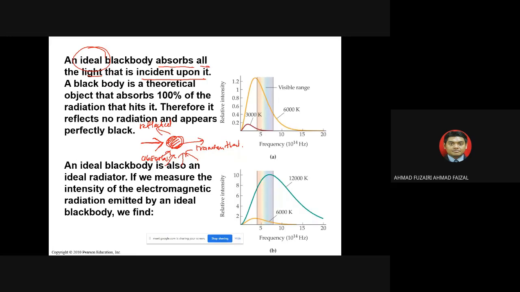So there are three possibilities when light encounters an object. Maybe it can be reflected, maybe it can be transmitted, and lastly it can be absorbed. So for the ideal black body, all incident light has been absorbed into the matter. So that is the ideal black body. And a black body is a theoretical object. It's not just a thing with the black color, but it means that the black body is a theoretical object that absorbs 100% of the radiation that hits it. Therefore it reflects no radiation and appears to be perfectly black.